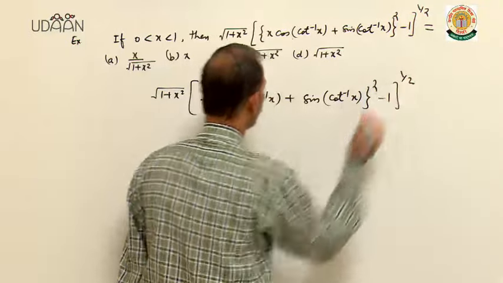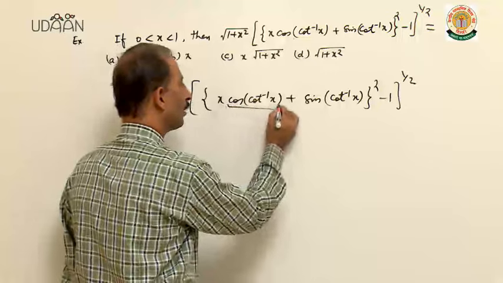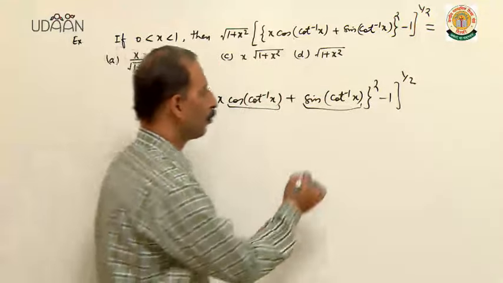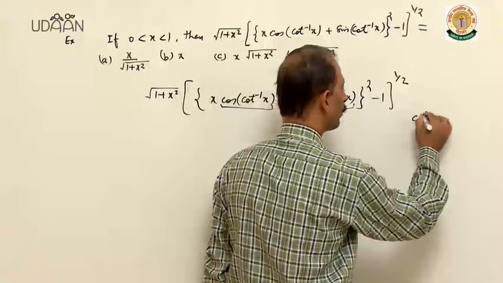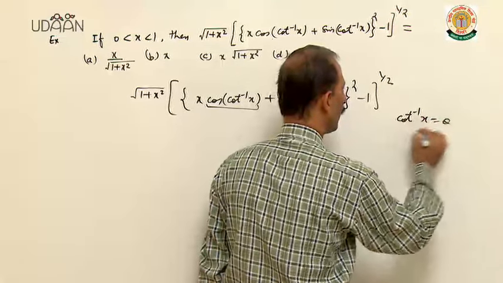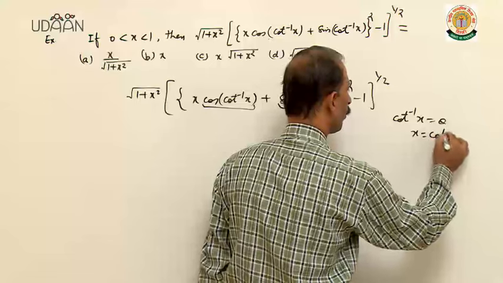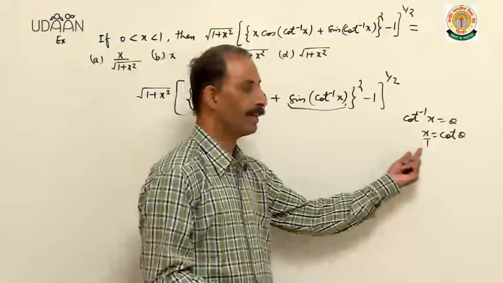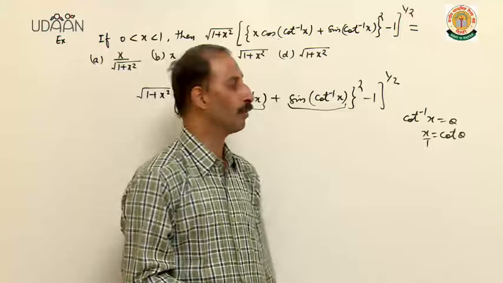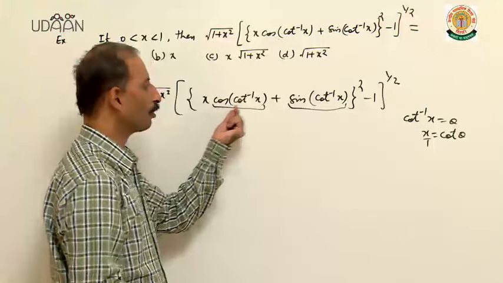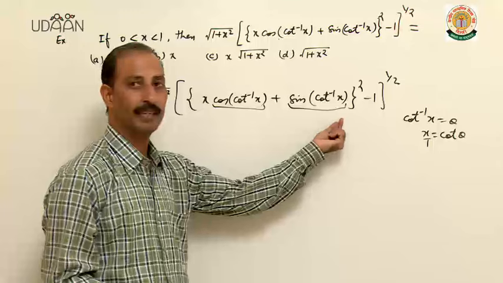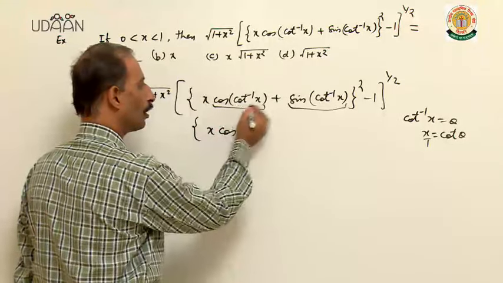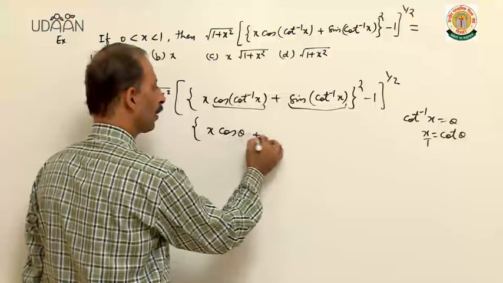Now, first of all, try to simplify these two: sine of cot inverse x. Children, we have to simplify this portion and this portion first of all. Let us suppose cot inverse x is equal to theta. Then what is the value of x? Cot theta. So cot theta we can say is base upon perpendicular. Base is x, perpendicular is 1. Now we have to find out cos theta and sin theta. We have taken this as theta, so cot inverse x becomes theta.